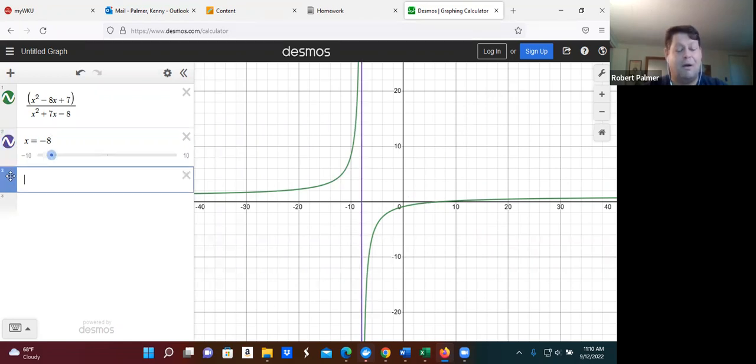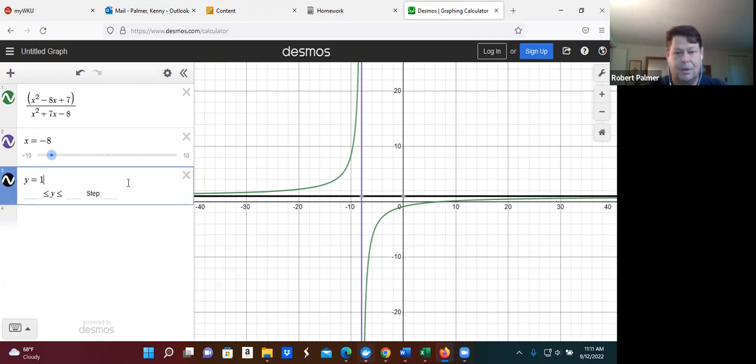Now, let's also put in our horizontal asymptote, which we said should be the line y equals 1. We have to zoom out a bit more to see that. So y equals 1, and that is our horizontal asymptote. As you can see, the graph is approaching 1. Here, it's approaching it from below 1. Here it's approaching from above 1.